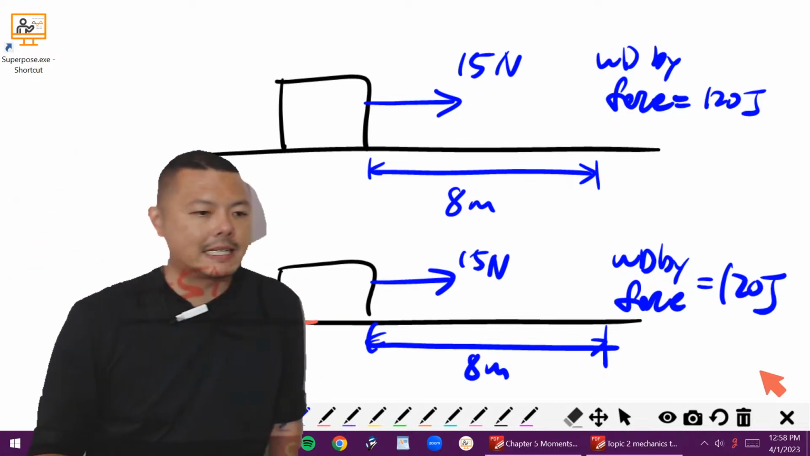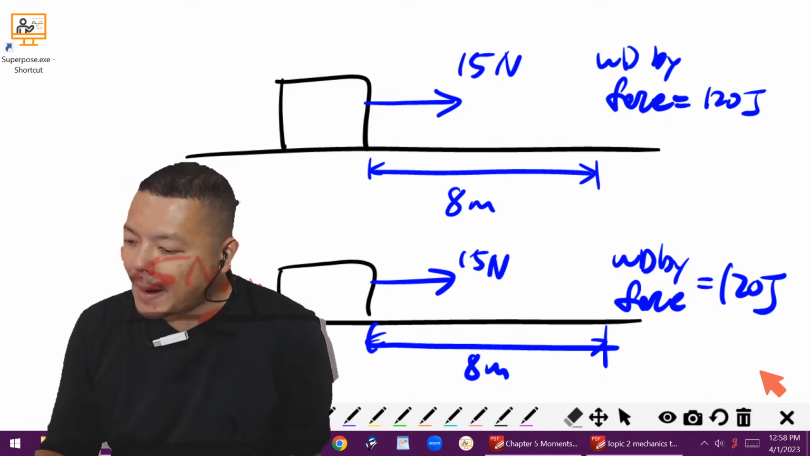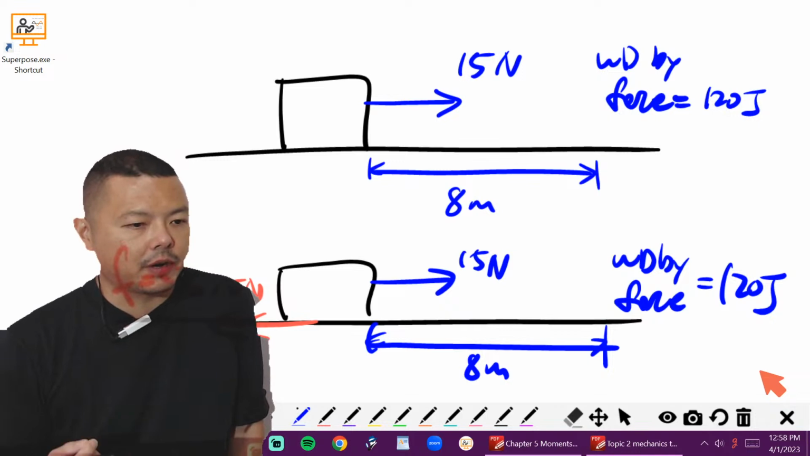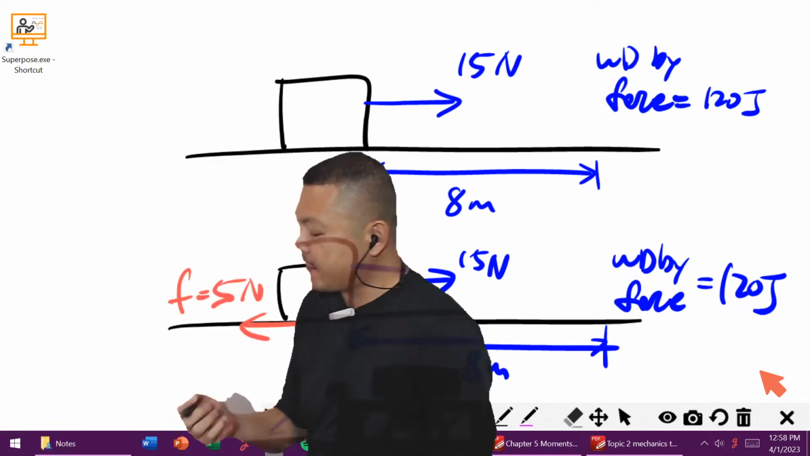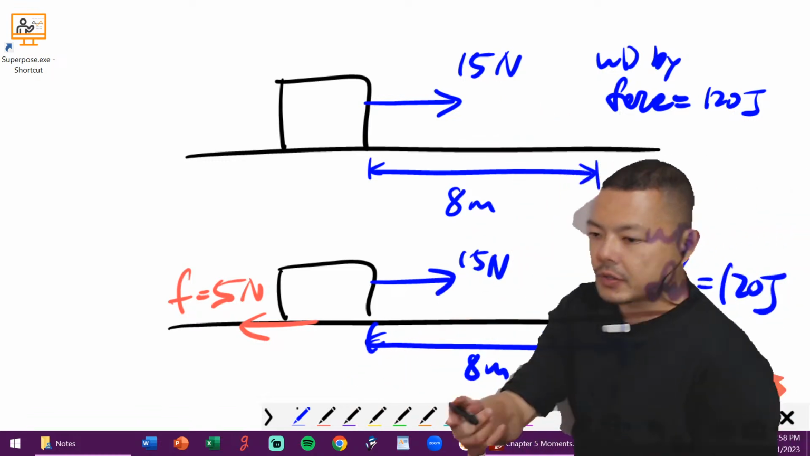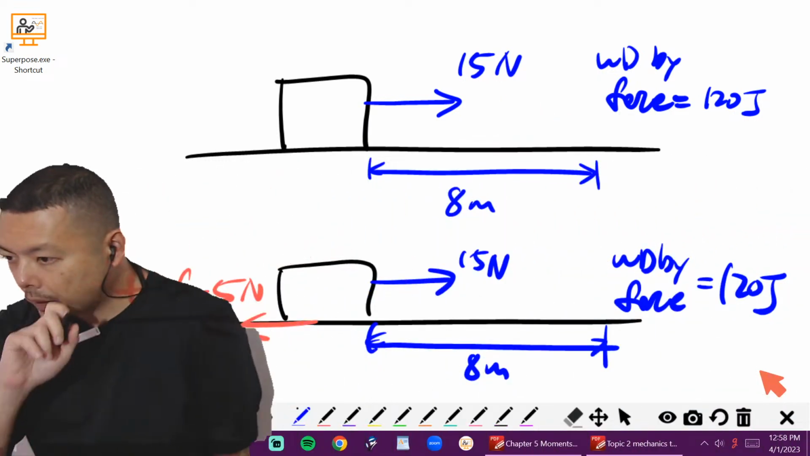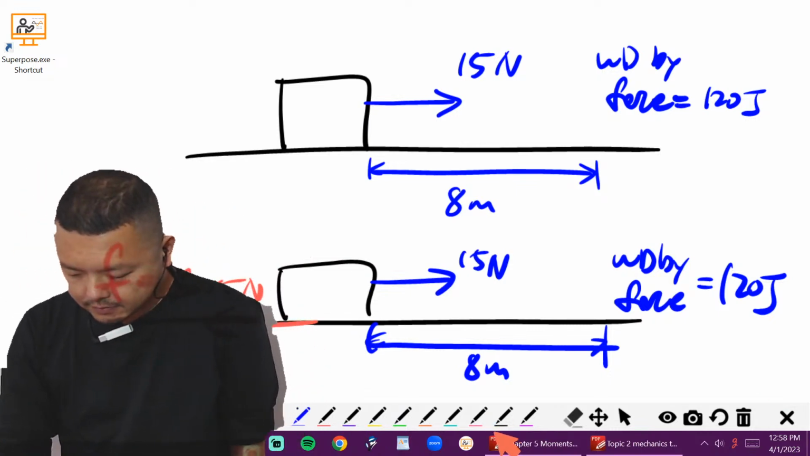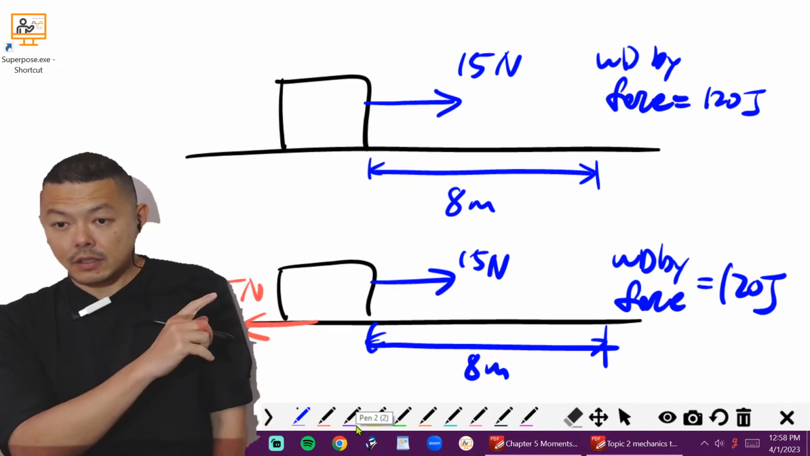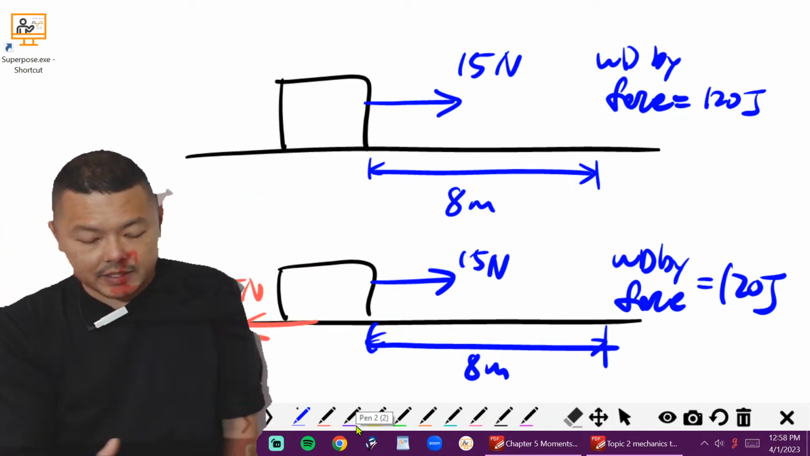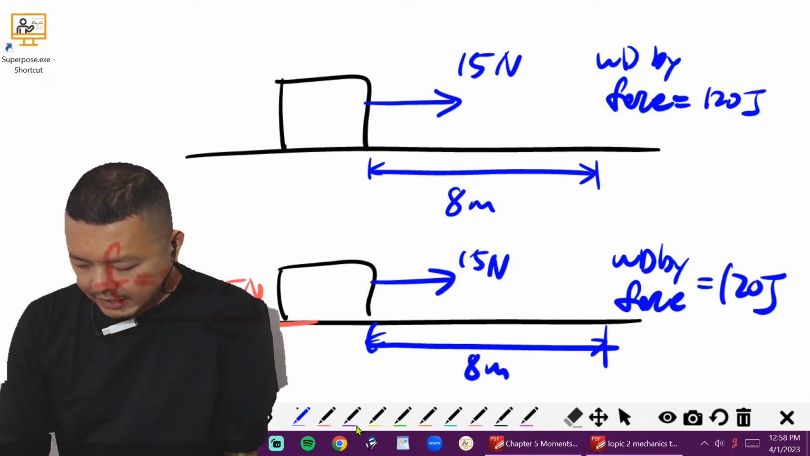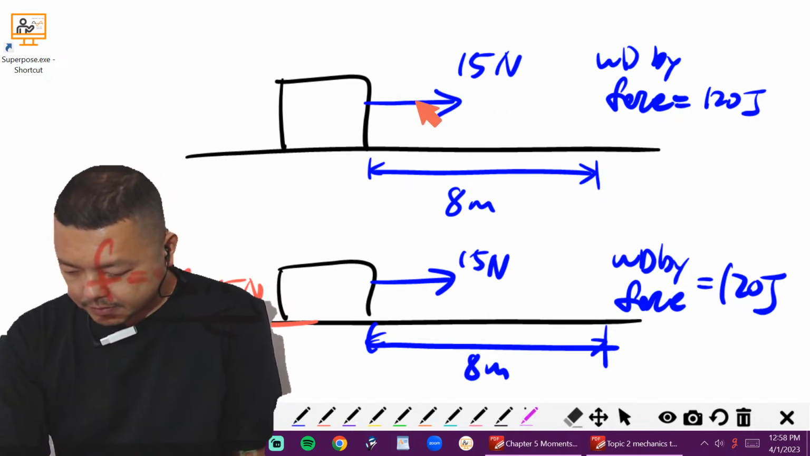Why is it the same? Because of the question, what's the work done by the force? The force is 15. The force pulled this object for 8 meters. Whether or not there's friction, it doesn't change the work done by the force. Who is applying the force? Is the force originating from the box itself? Did the box give itself its own force? No, right? So who's applying it? An external source. Some dude is pulling it, for example.